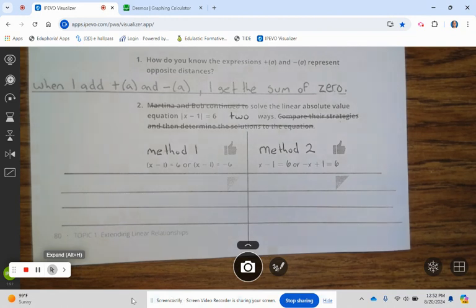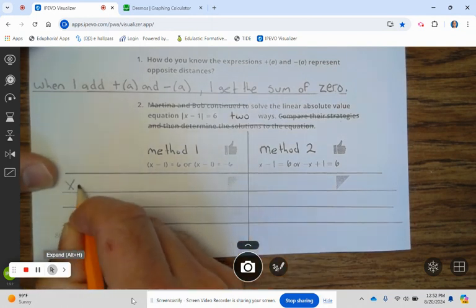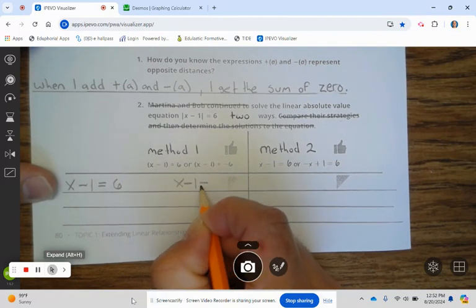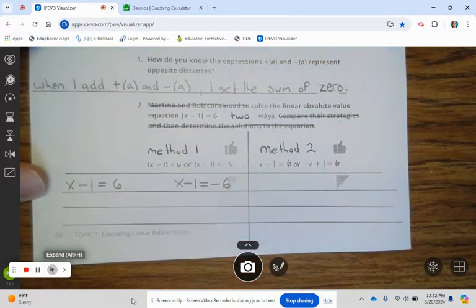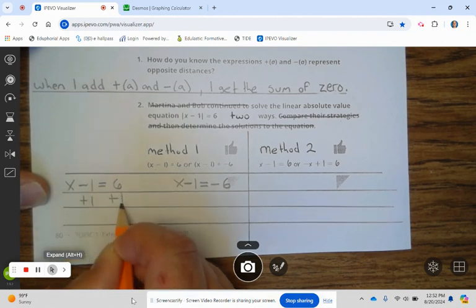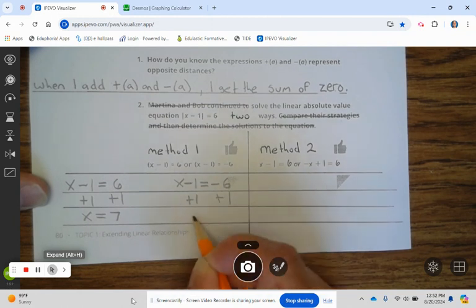2 ways. Okay, so method 1, we have x minus 1 equals positive 6, x minus 1 equals negative 6. Okay, so we're going to add 1 to both sides. X equals 7. We're going to add 1 to both sides. X equals negative 5.